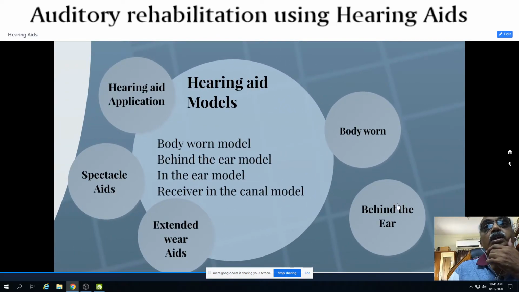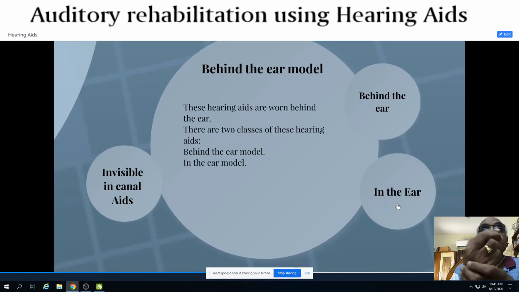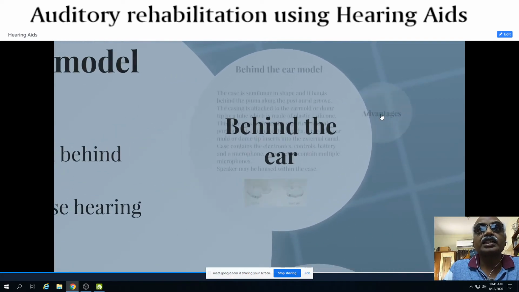Now let us go to the behind the ear model. Here these aids are usually worn behind the ear. In fact, there are two types of behind the ear model hearing aids. One is a classic behind the ear model. The other one is the in the ear model. So let us go to the classic behind the ear model.